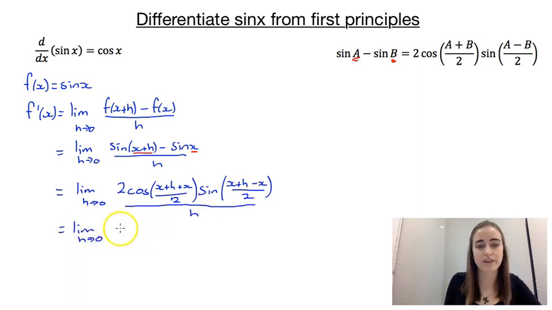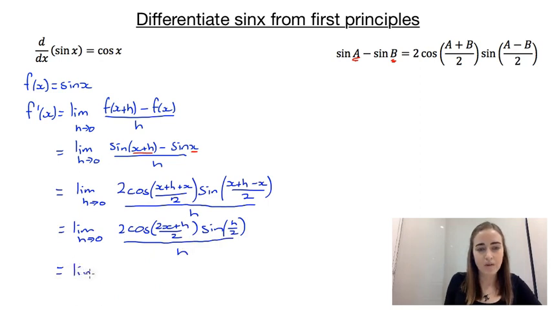So if we go through and simplify that down a little bit, we're still going to have the limit as h approaches 0 of 2 cos, and if we simplify what's in here, we're going to have (2x plus h) over 2, and then we've got sine of, the x is cancelled, so we'll just have h over 2, and that's still all over h.